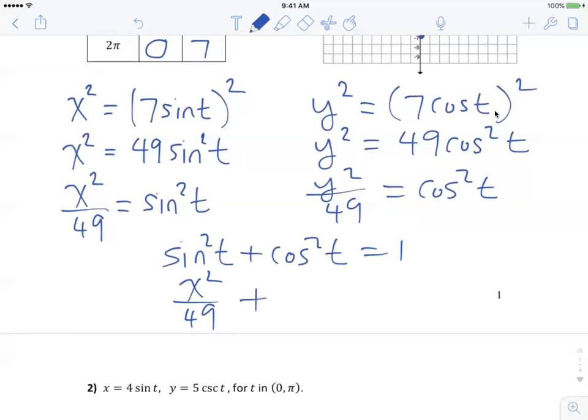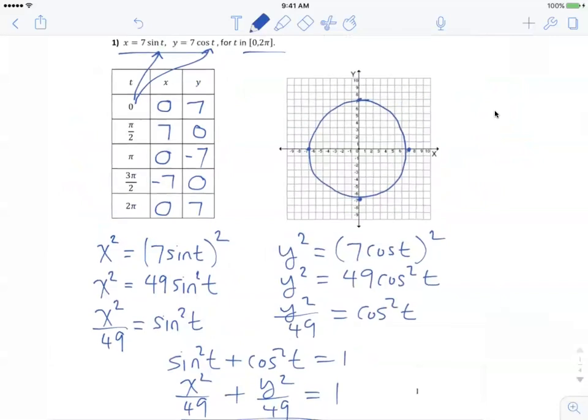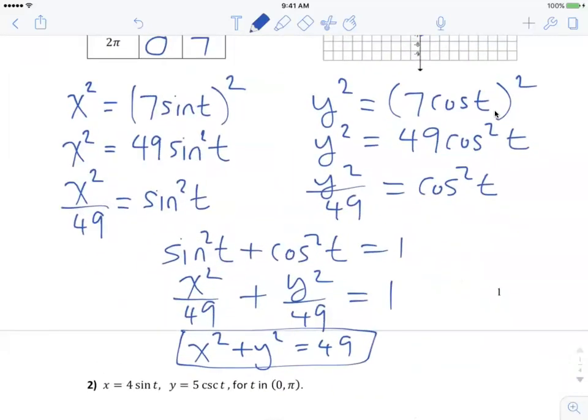Cosine squared is y squared over 49, equals 1. Now I've gotten rid of the parameter and the trig functions, and I'm left with a rectangular equation. Multiply through by 49, and we get x squared plus y squared equals 49, which from algebra you can identify as the form of a circle with a radius of the square root of 49, which is 7. So now we're certain that we got that graph right. Okay, so that's how those go.